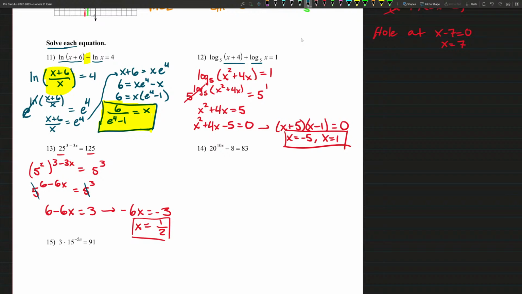So I have to add 8 to both sides. So we get 20 to the power of 10x is equal to 91. In order to cancel out the base of 20, we have to take the log base 20 on both sides.